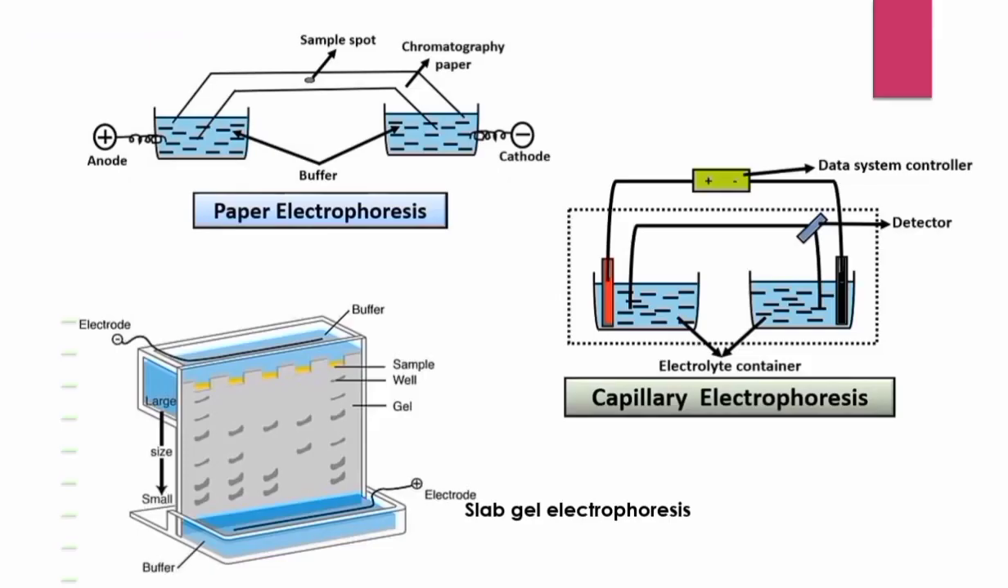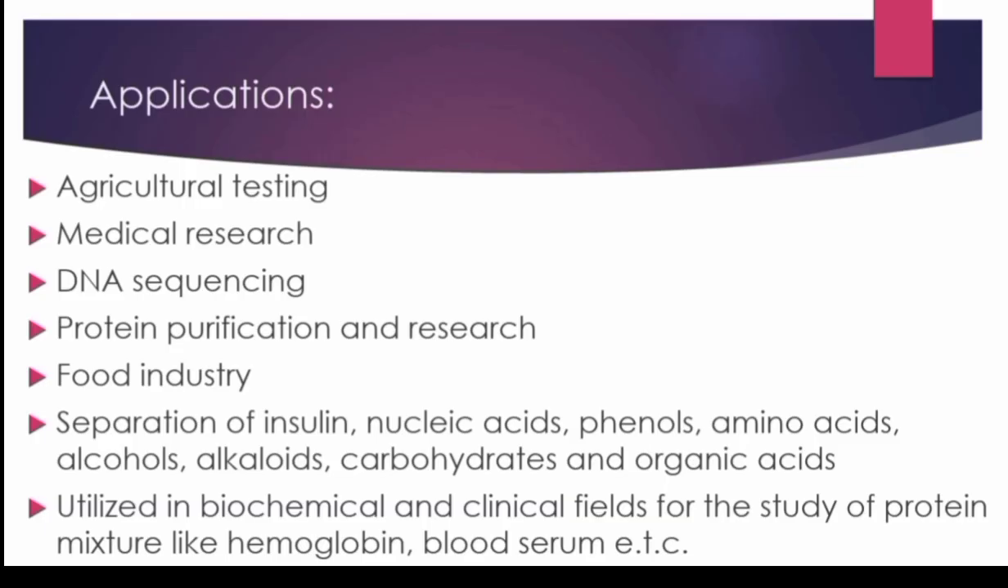Here you can clearly see some of the types of electrophoresis. The first one is paper electrophoresis, in which a paper is used to separate the charges. The second is capillary electrophoresis, in which capillaries are used. And the third one is slab gel electrophoresis, in which the slabs are used for the separation of charges depending upon their size.